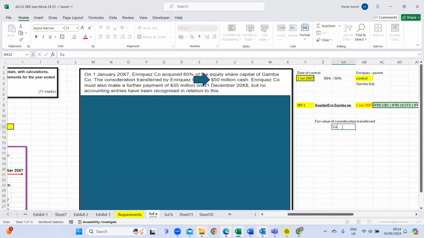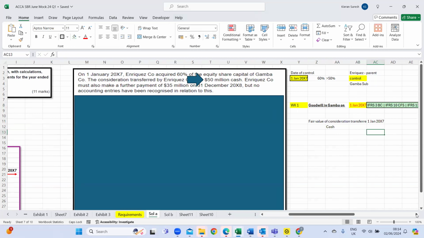The first one is cash. What date was this for? Every single thing would be for this particular date, you know? So I would have 1st Jan 2017. So cash fair value for that day is the same.